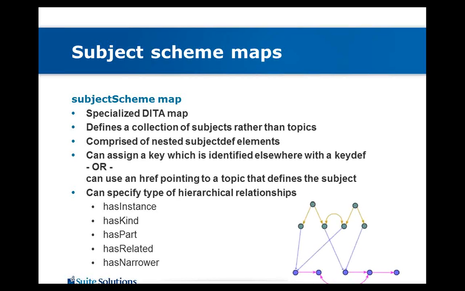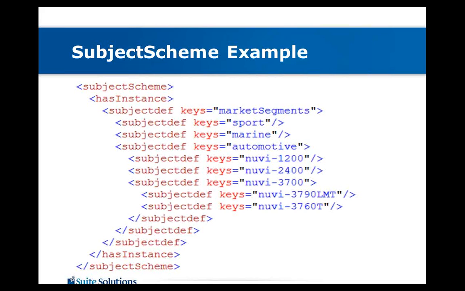Okay, so we go back to that graph. So the subject key maps are really those little green circles on top. Next, here's an example of that. We already talked about it, but here it is. Now it looks kind of like a map, right? Instead of topicrefs, it's subjectdefs. It even rhymes a little bit, right?